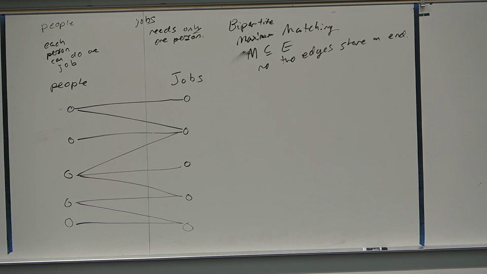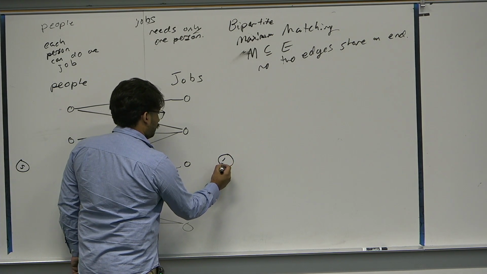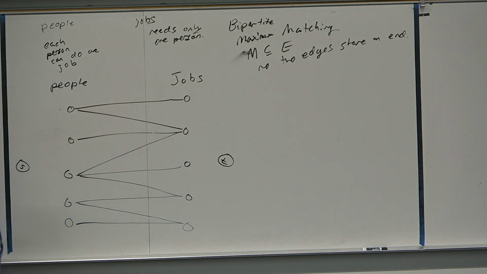How can we solve this with MaxFlow? This is an open-ended question. Yeah. Add an S and a T vertex. Okay. I'm going to add it here and here. And then connect all the jobs to T and then all the people to S. Okay.